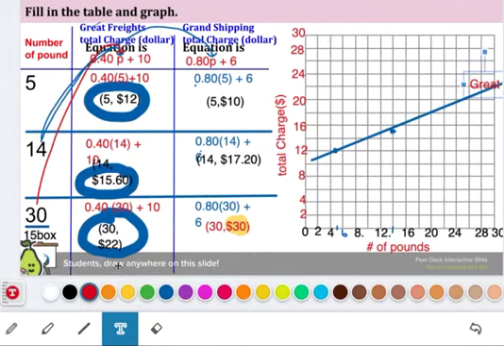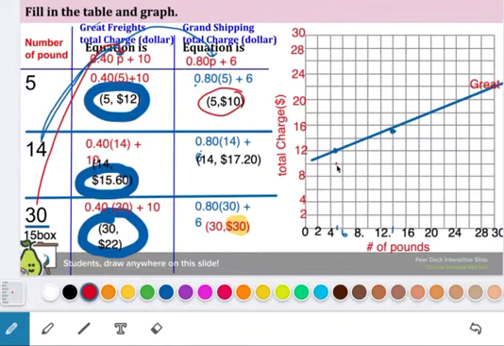My next one, I'm going to change that from blue. Next one, we're going to keep it red. So even here, we're going to do red. Type 5, find 5 and 10. 5 is right there, go up to 10, which is right there. 14 is right there, go up to $17.20. That's 16, that's 18, so 17 is right there.